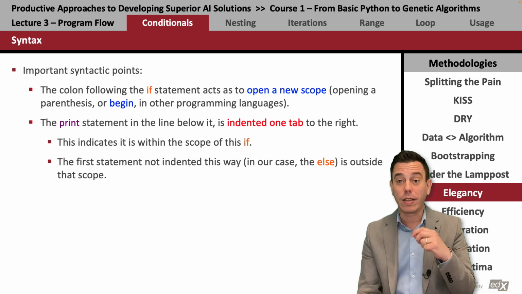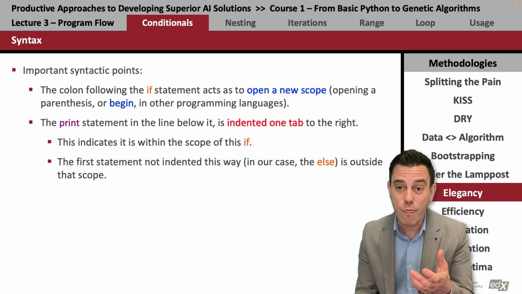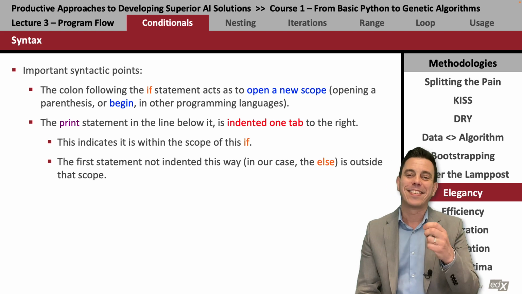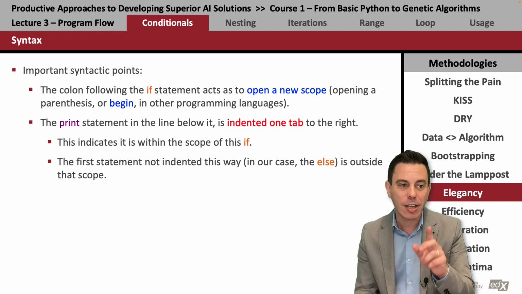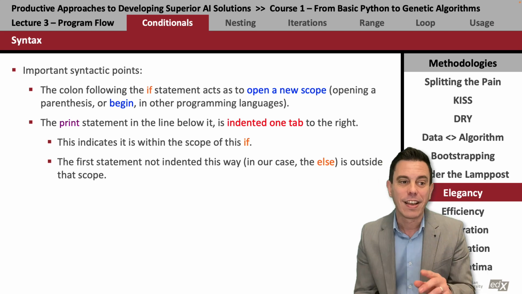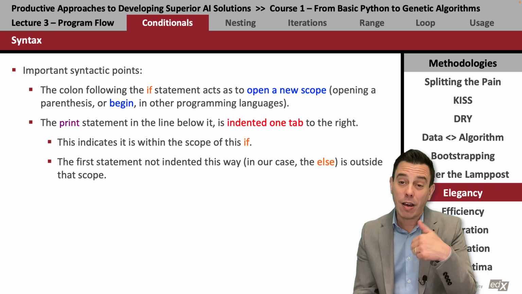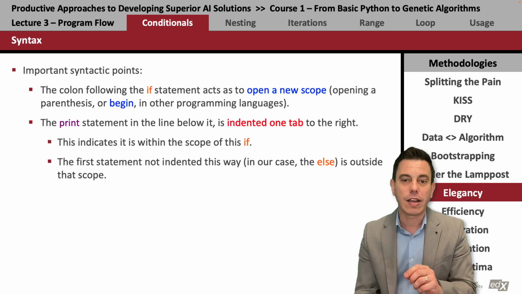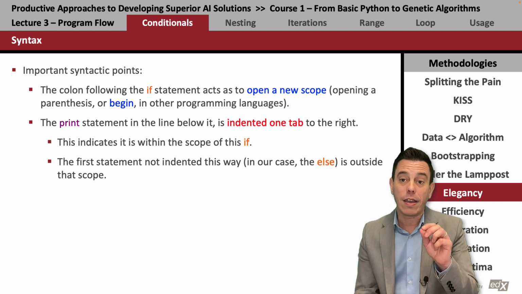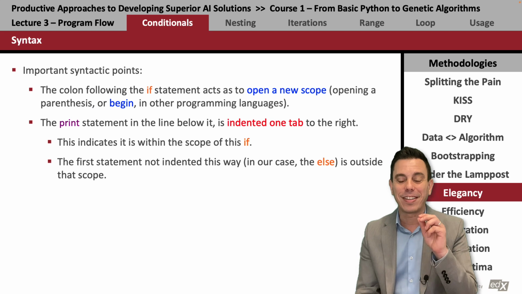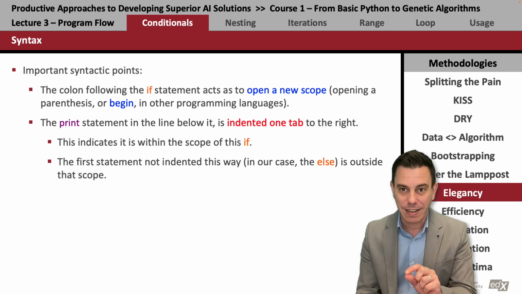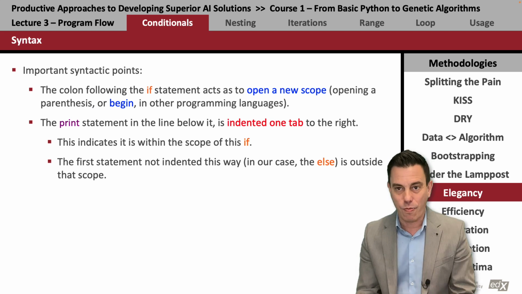And how do we mark the end of this scope? By losing the indentation. So the first statement that is not indented in this way, in our case it's the else, but we will see other options, is the mark that the scope has ended. It is outside the scope.